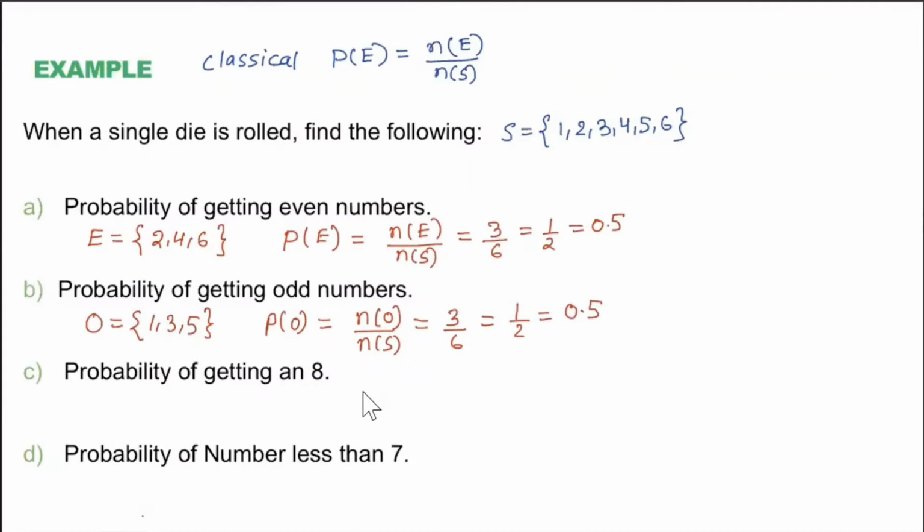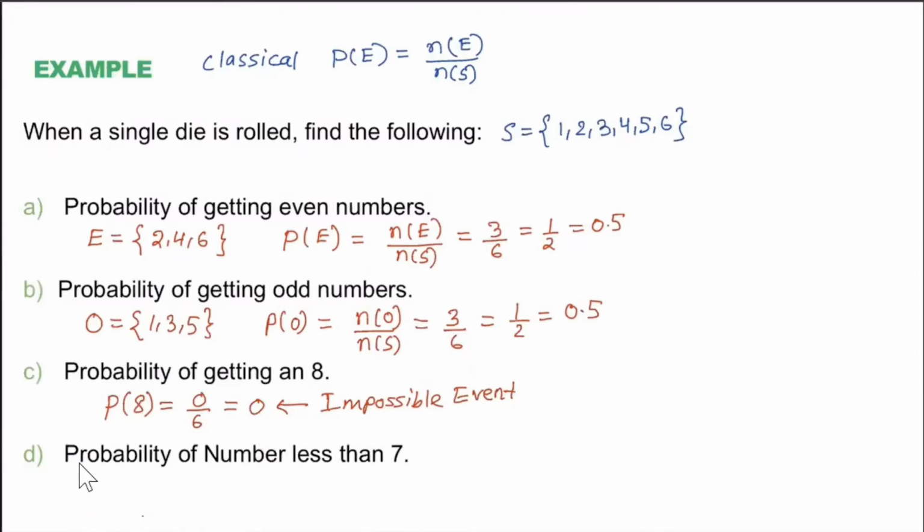What is the probability of getting an 8? So the probability of getting 8 is equal to, how many 8s are here? There are no 8s out of 6. So what is the probability? 0. And you already know the meaning of 0 probability. This is an impossible event. The meaning of that is, by rolling a die, you'll never get an 8. That's impossible. So the probability is 0.